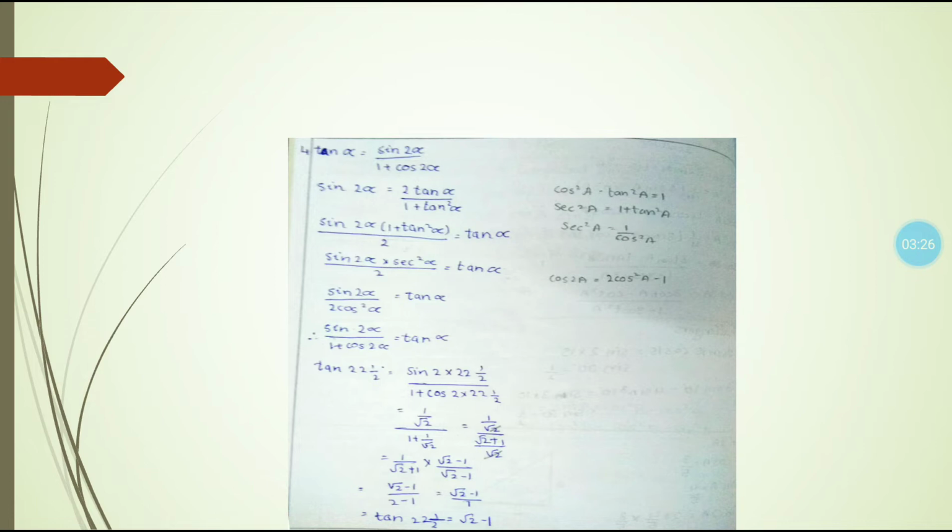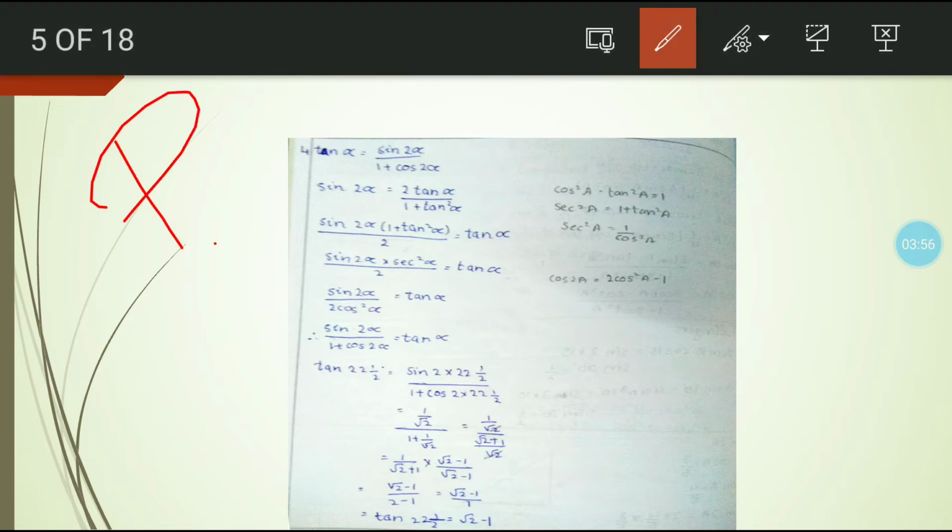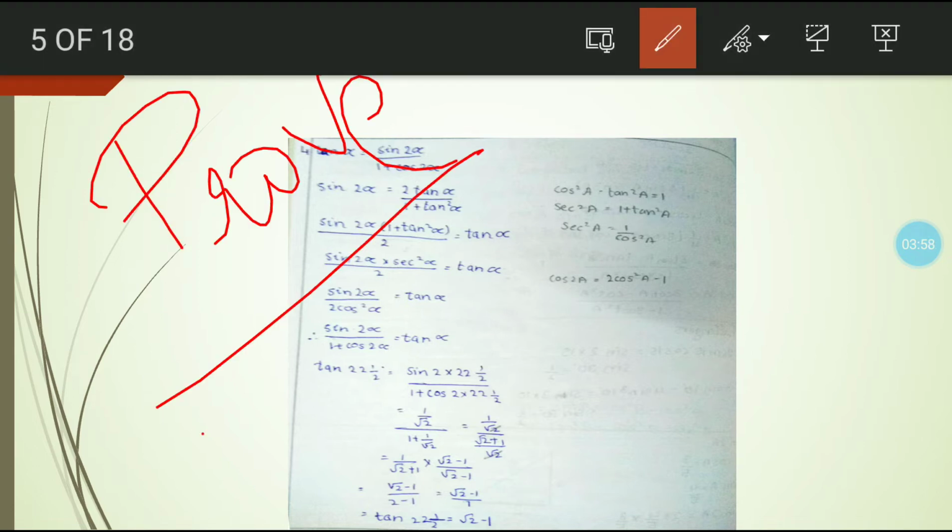Now fourth question, here you can see tan theta is equal to sine 2 alpha by 1 plus cos 2 alpha, and they are asking to prove tan 22 1 by 2 degrees is equal to root 2 minus 1. If we put the formula and solve, you will get the answer as you can prove. You can just prove it. So next question we will see.